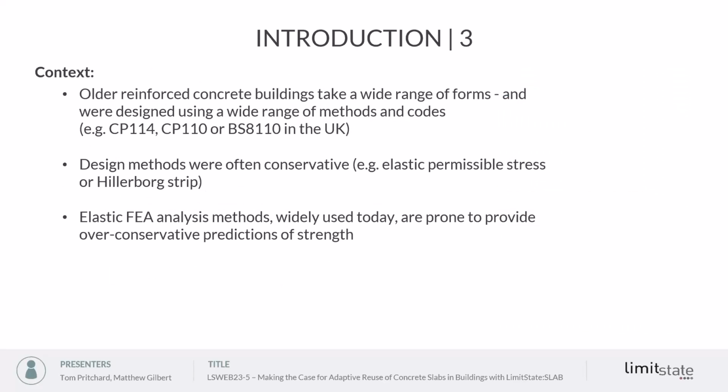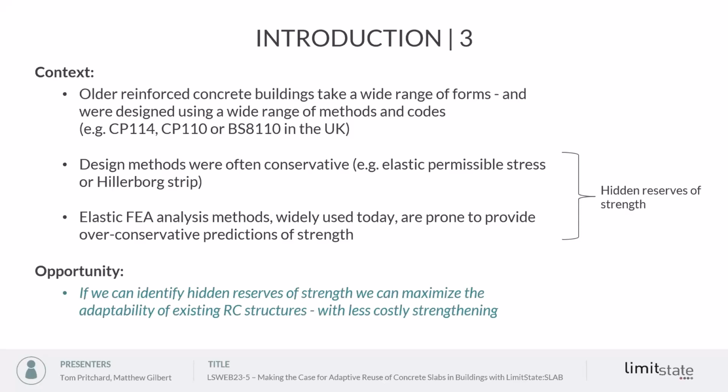Bit of context, looking at the UK perspective, lots and lots of codes of practice were used in the past. A similar situation arises elsewhere. But in the UK, we had various codes of practice that were then discontinued, and Eurocodes took over. The key thing is that a lot of the methods were conservative. If we use elastic principal stress design or the Hillerborg strip method of design, for example, then we're talking about conservatism. More recently, there's been a sort of fashion to use elastic finite element analysis to design concrete slabs. Now, these methods, unfortunately, are prone to provide over-conservative predictions of strength. However, the silver lining is that we have hidden reserves of strength in buildings that were designed using these methods. And so there's an opportunity that we can take advantage of when we come to reusing an existing structure.